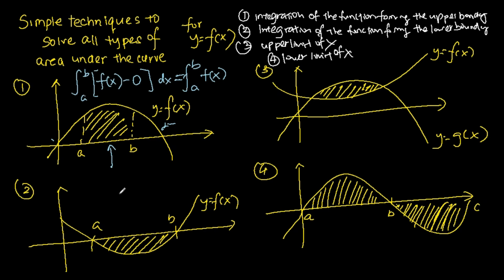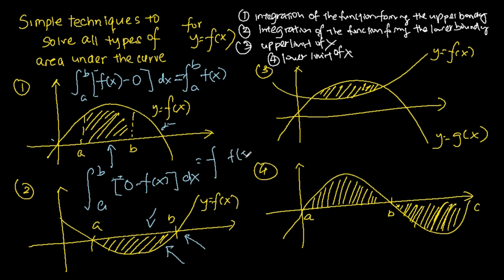As for the second question, to find the area under the curve, the first thing we find is the integration of the function forming the upper boundary, which in this case is the x-axis, y equals 0. The second step is to find the integration of the function forming the lower boundary, which in this case is y equals f(x). The third step is the upper limit of x, which in this case is b. And the fourth step is to find the lower limit of x, which is a. So this is equivalent to the negative of the integral of f(x) dx, evaluating from a to b.